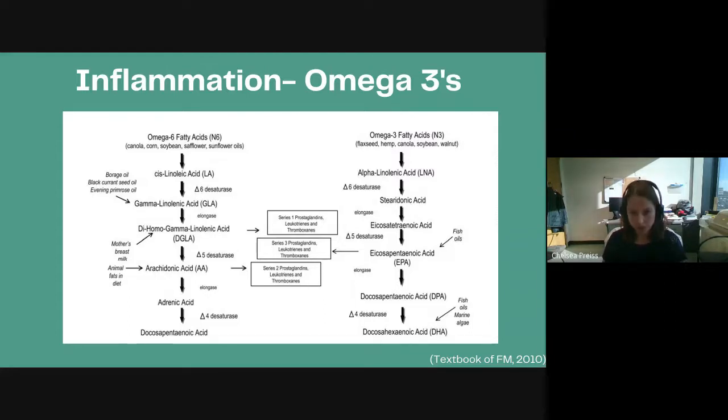So reducing the amount of omega-6s is important, but also increasing amounts of omega-3s is just as important. Omega-3s help provide cell structure, and they modulate cell signaling capabilities in the inflammatory pathway.